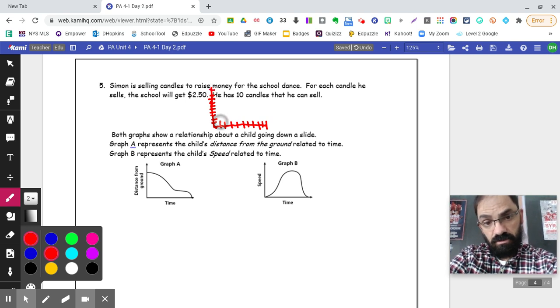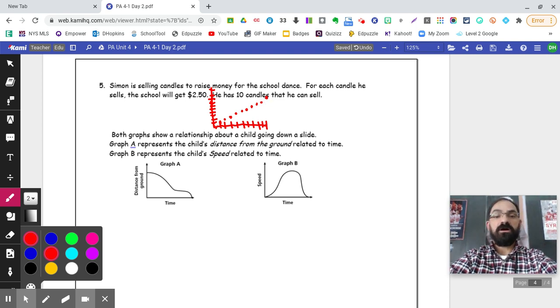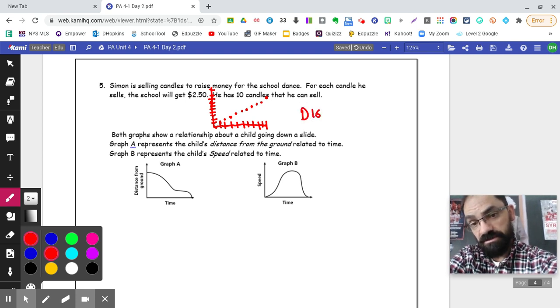So let's see here. Every candle he sells, he gets $2.50 for the school, of course. So it goes up by $2.50. I cannot sell half a candle, right? Therefore, it is discrete.